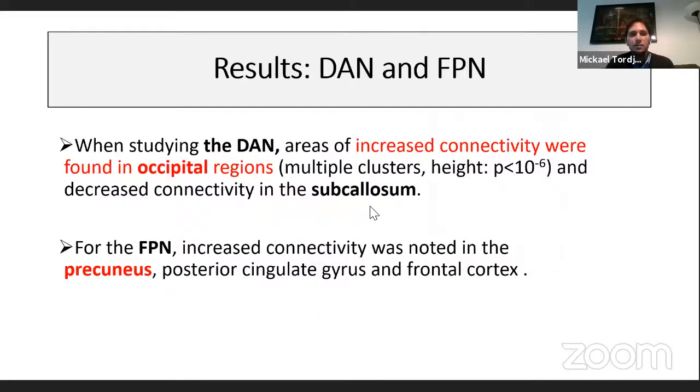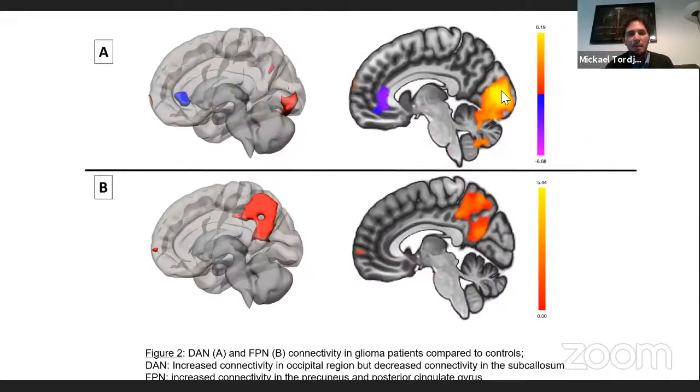When we studied the dorsal attention network, we found areas of increased connectivity in the occipital region and an area of decreased connectivity in the subcallosal region. And when we looked at the frontoparietal network, we found increased connectivity in the precuneus, in the posterior cingulate gyrus, and in the frontal cortex, which are areas that are also found in the default mode network. So you can see this is when we compared patients and controls when studying the dorsal attention network, with decreased connectivity in blue and increased connectivity in red. And this is when we studied the frontoparietal network with the increased connectivity.